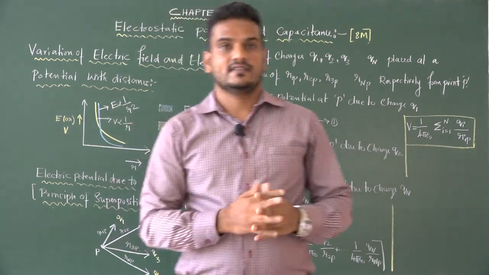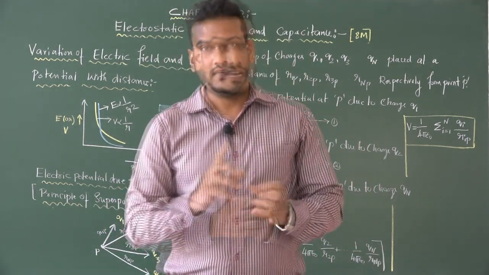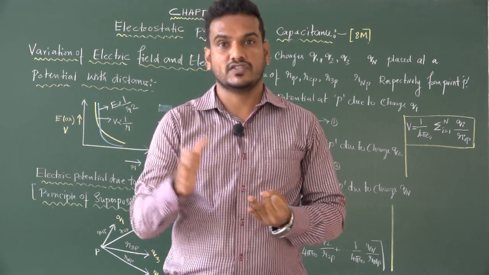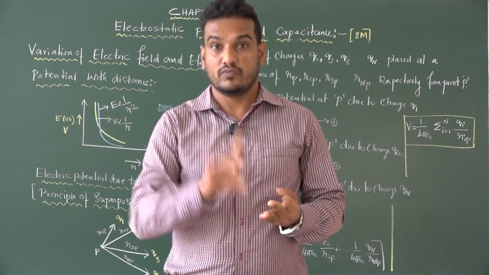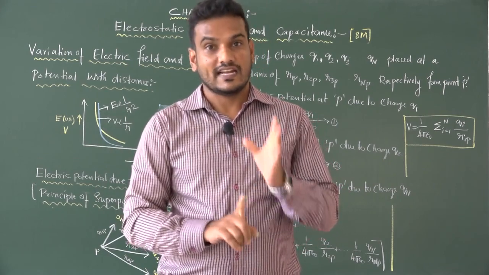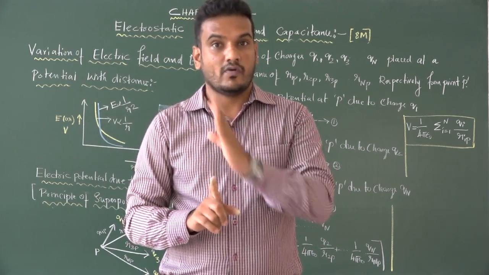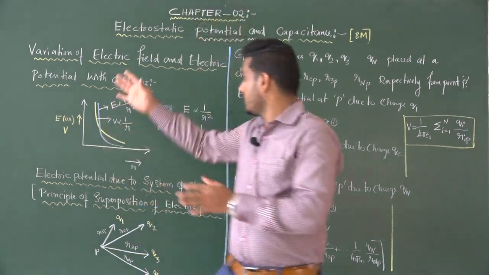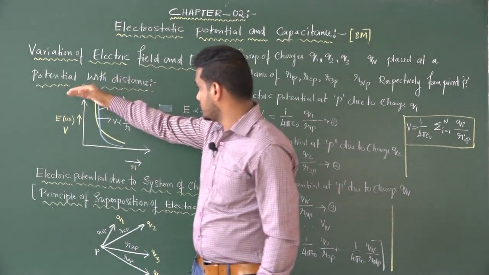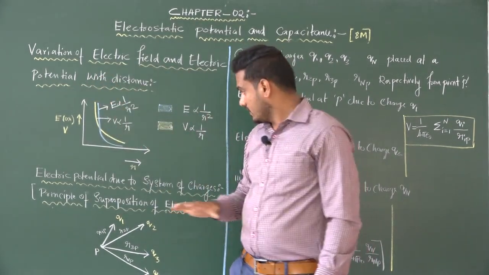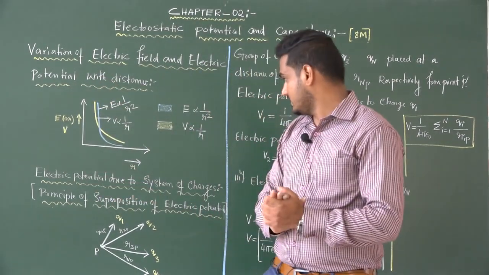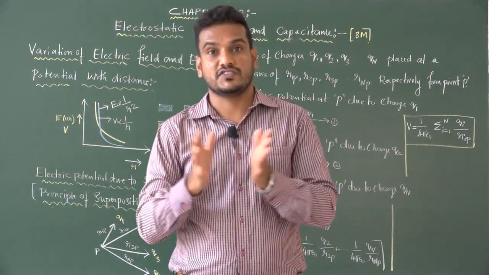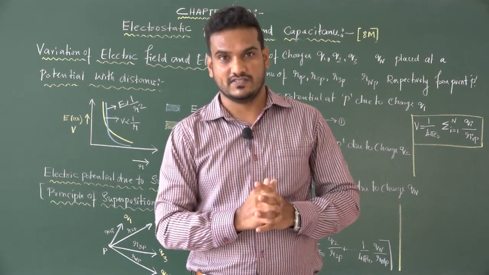So in this class we learnt electric potential, potential difference, potential energy difference, and one derivation: electric potential due to a point charge, or due to an isolated point charge. We learned the variation of electric field and electric potential with distance. And lastly we learned electric potential due to a system of charges or group of charges.